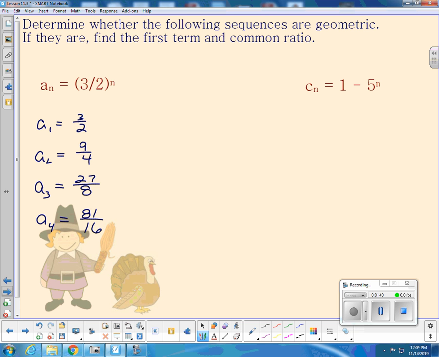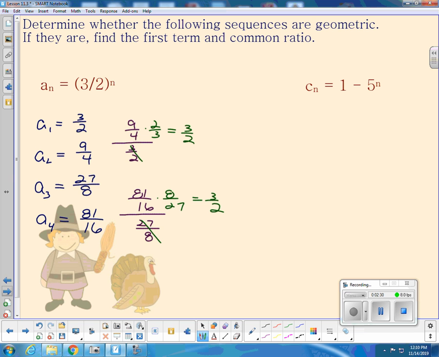Okay? So if I take the second term, divide it by the first term. Remember, when you divide fractions, you actually multiply by the reciprocal. That equals 3 over 2. That's nice. Let's take the 4th term and divide by the 3rd term. I should get the same. That can reduce to 3 over 2. So they're the same, therefore it's geometric. Easy enough? Let's do this next one.